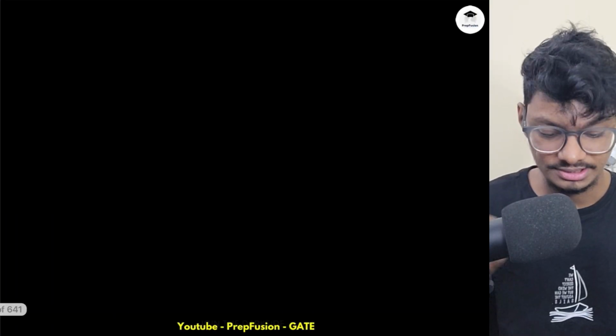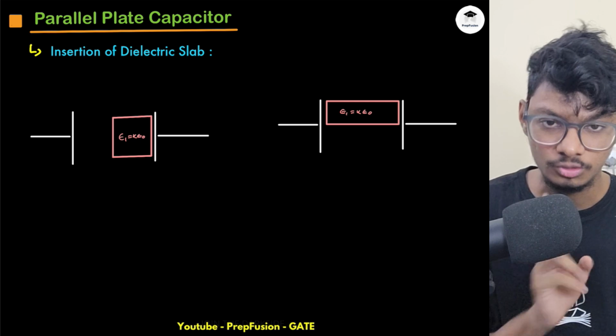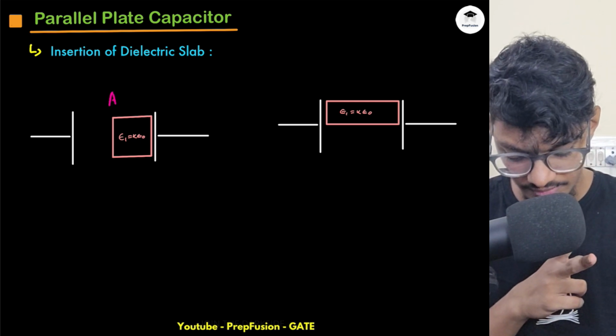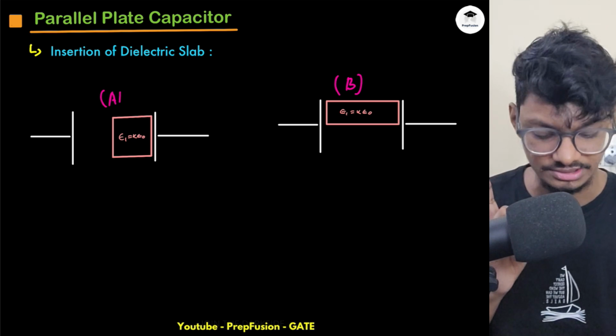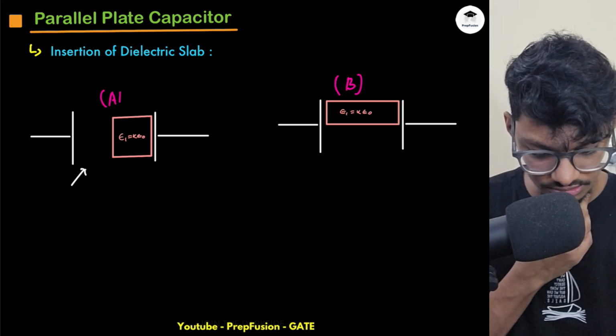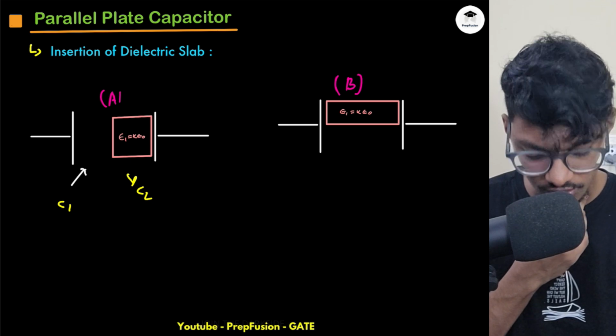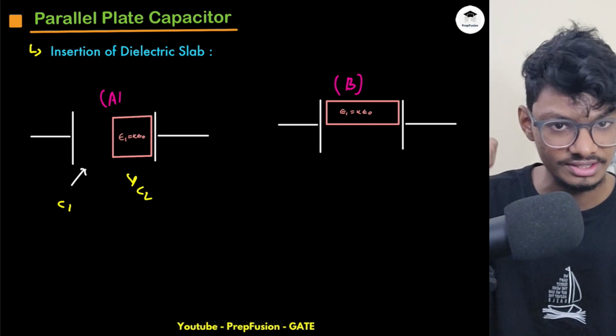Now let's understand how many types of insertion of dielectric slabs there are. There are two types of dielectric slab arrangement, A and B. Now, in each case, can you tell me what the equivalent capacitance will be? Let's say this capacitance is C1 and this capacitance is C2. What is happening? They are simply in series. Why? Because the normal component of the electric field is the same everywhere.